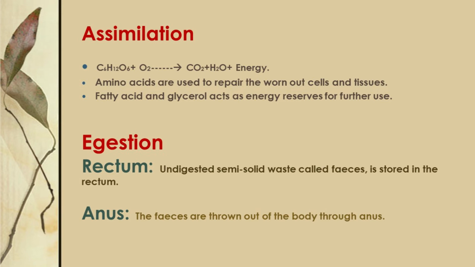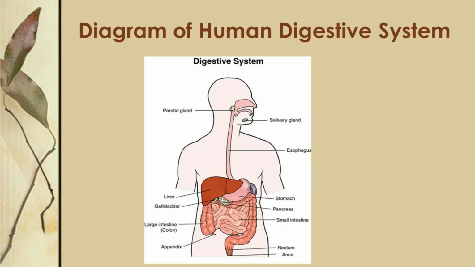Now, this was all about the digestion of the food inside the body of human beings. There is one diagram representing the human digestive system, showing the different organs that help in the digestion of food in our body. Like in our mouth, salivary glands are there. After that, the esophagus is there. Food passes through the esophagus and reaches the stomach, and in the stomach, digestion of the proteins takes place.